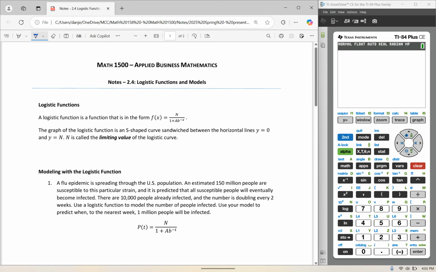A logistic function is a function that isn't used frequently, but when we look at a logistic model, it does track a lot of realities of what we might experience in our business world and in our life and whatnot.